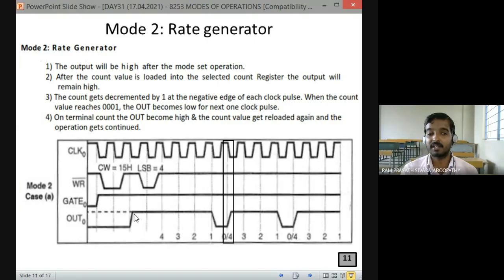If the count is 0, what should happen next? On decrementing, it should become FF. But what happens here? The count is 4. Why is it 4? What about the count value I gave initially? Yes, very good. Reloaded. Here reloading takes place.